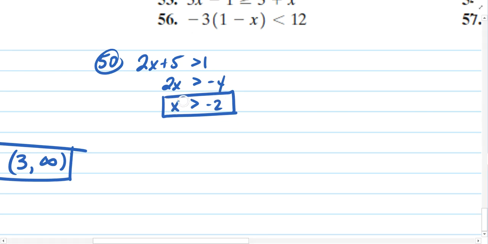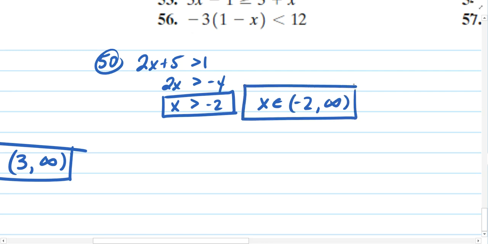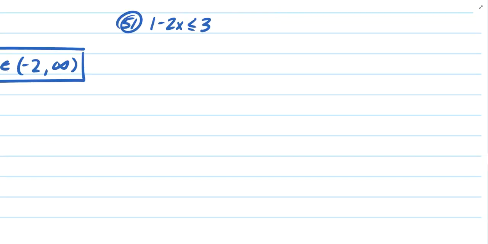So here again, our answer in inequality or set notation looks like this. As far as interval notation, we would say that x must be among the numbers from negative 2 to infinity, and neither one of those boundaries is included, so I like the open parentheses. With number 51 here, we'll go ahead and subtract 1 from both sides, and we now have negative 2x less than or equal to 2, and divide both sides by negative 2, and that leaves me with a negative 1.